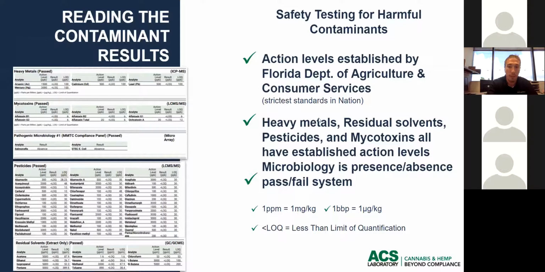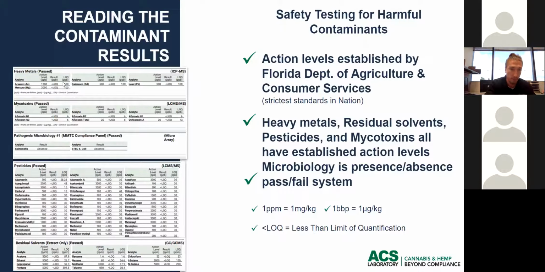You'll also notice that the heavy metals, residual solvents, pesticides, and mycotoxins all have an established action level in this first category, whereas the pathogenic microbiology results are just presence and absence. The reason for that is the action level that the state established is the highest quantity that's safe for consumption. So, for example, if we're looking at heavy metals, arsenic here, you can have 1,500 parts per billion of arsenic and still be considered safe.